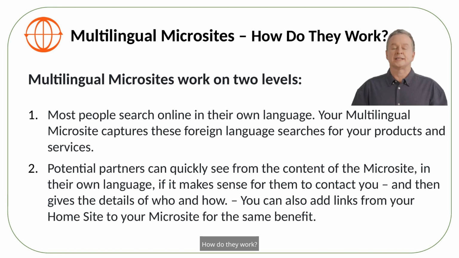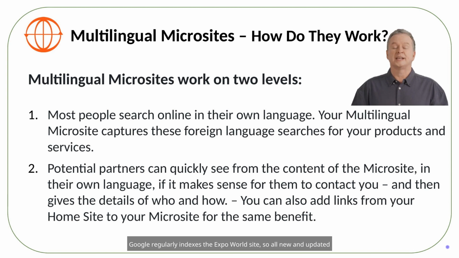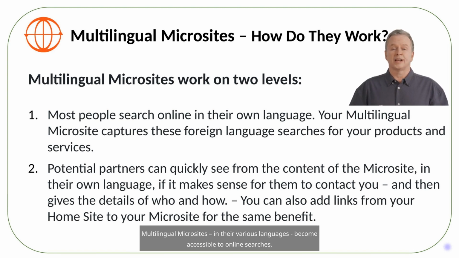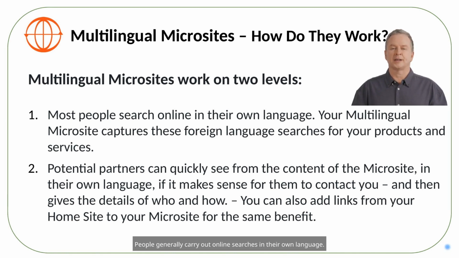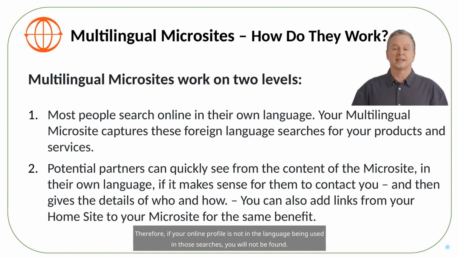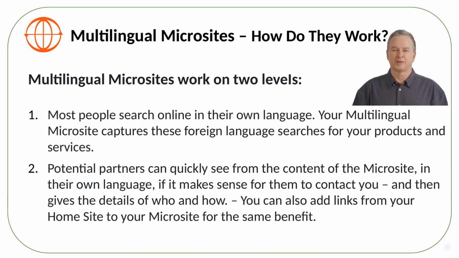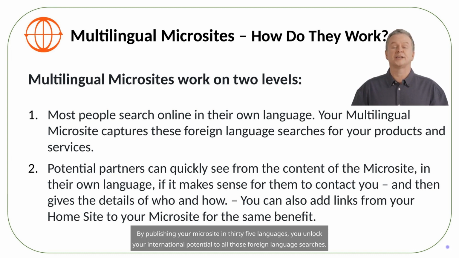How do they work? The concepts are very simple. Google regularly indexes the Expo World site, so all new and updated multilingual microsites in their various languages become accessible to online searches. People generally carry out online searches in their own language. Therefore, if your online profile is not in the language being used in those searches, you will not be found. Obvious, no? By publishing your microsite in 35 languages, you unlock your international potential to all those foreign language searches.